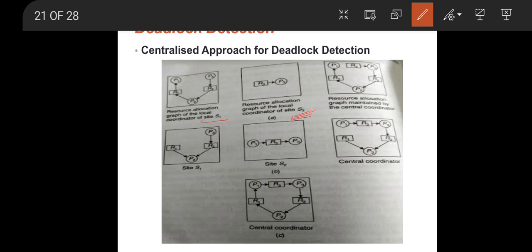Now S1 and S2 will send their wait-for graphs to the central coordinator. It can be the resource allocation graph or the wait-for graph, whichever is easier; you can consider it and use it. Now the central coordinator has combined these two graphs and found that there is no cycle. We just need to combine them, performing a union operation, similar to what you have done in graph theory for the union of two graphs. This is the combined form, wherein there is no cycle. That means the system is not in a deadlock condition.